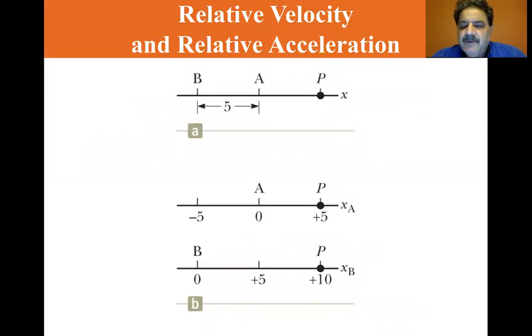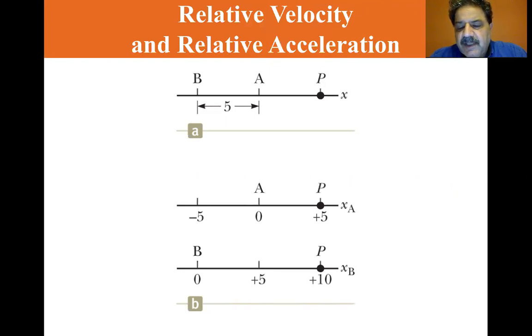Let's see how observations made by different observers in different frames of reference are related to one another. A frame of reference can be described by a Cartesian coordinate system for which the observer is at rest with respect to the origin. Consider two observers, A and B, along a number line, figure A at the top. Observer A is located 5 units to the right of observer B. Both observers measure the position of point P, located 5 units to the right of observer A.